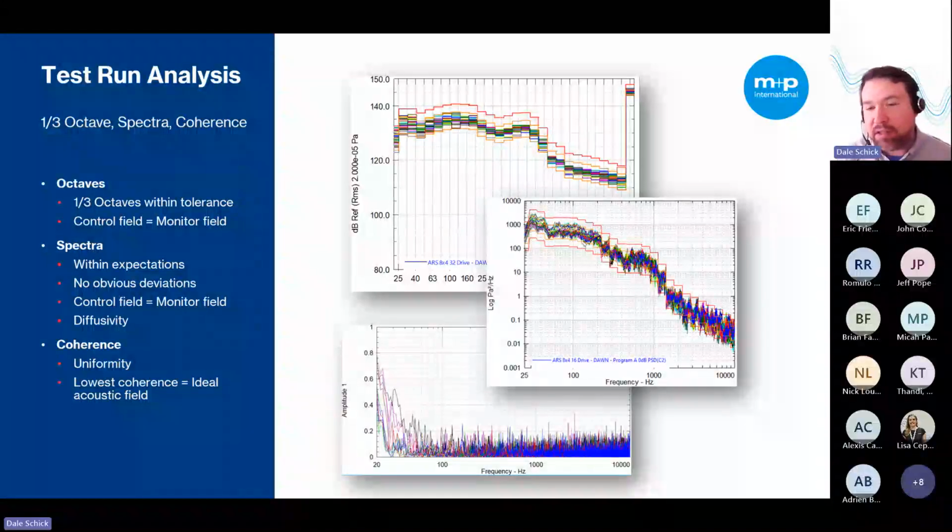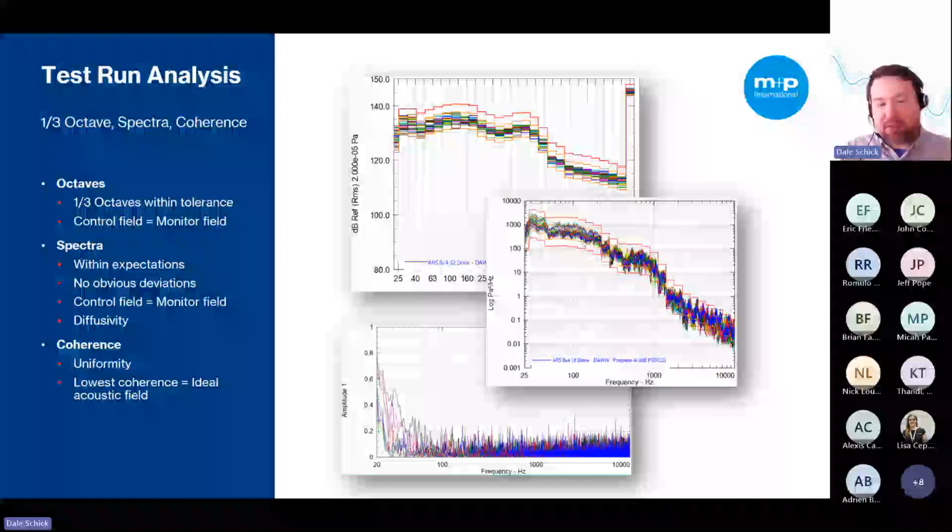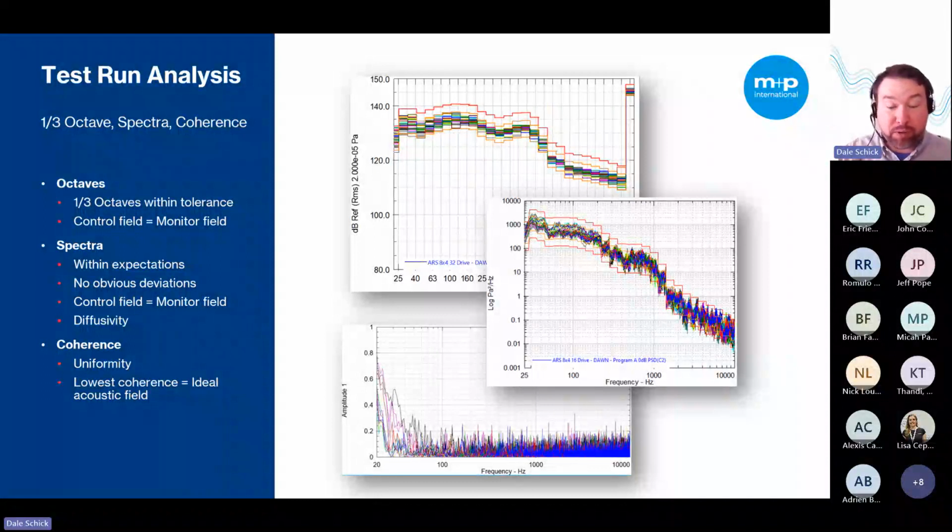And lastly, but I think probably most importantly, is coherence. We look at the coherence, both individually and averaged, and this helps to ensure the uniformity of the rest of the field where it cannot be measured, because you can't put monitor microphones in the spaces occupied by the spacecraft and everywhere else. So we use coherence to ensure that the field is more like an ideal diffuse acoustic field.